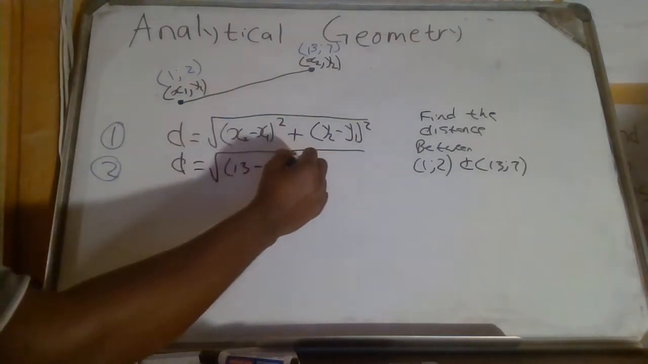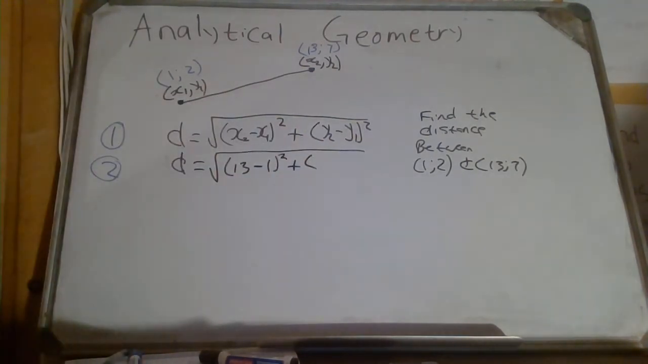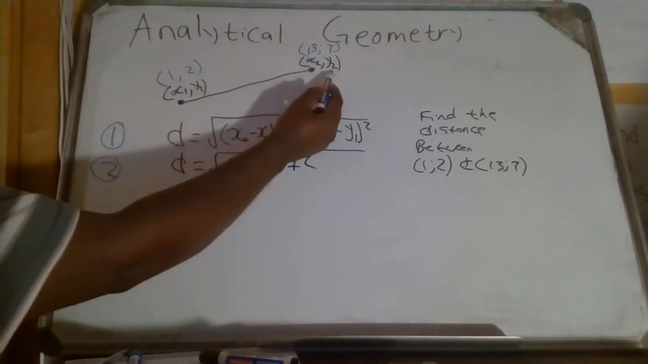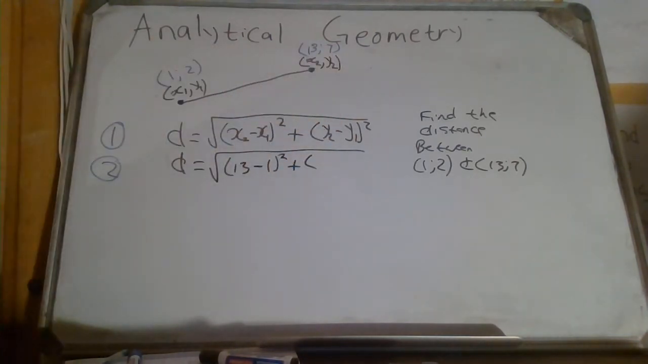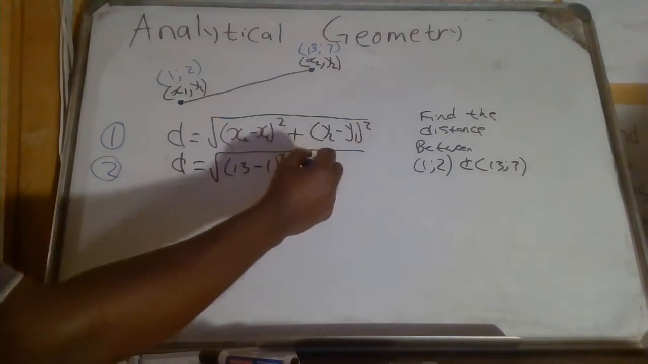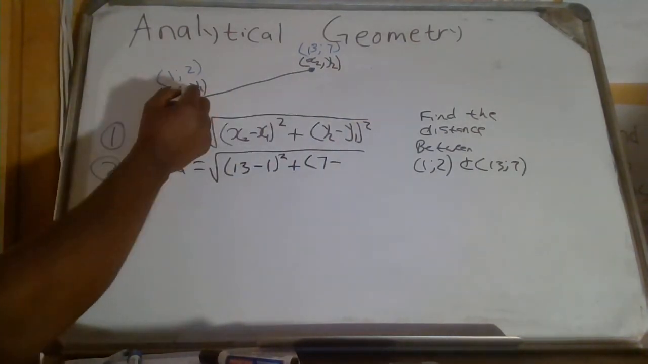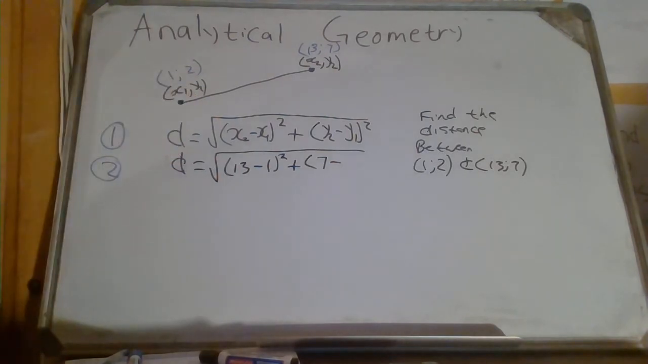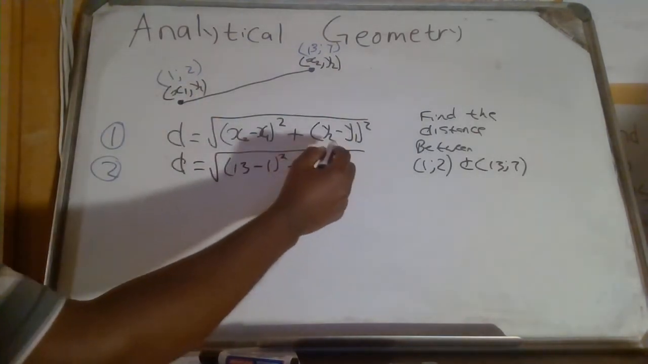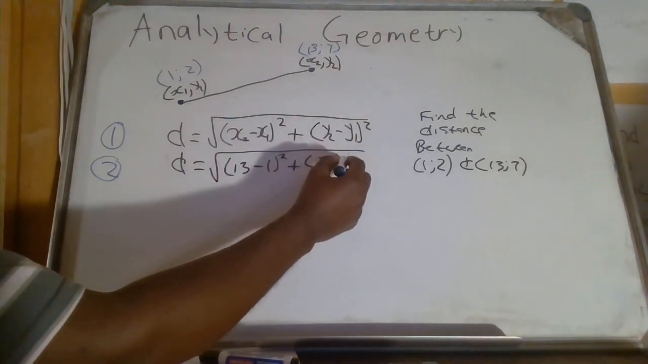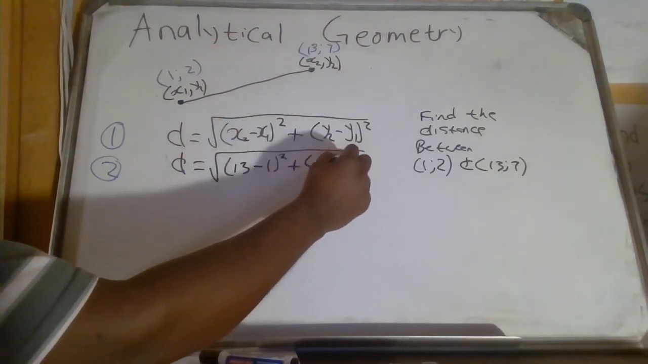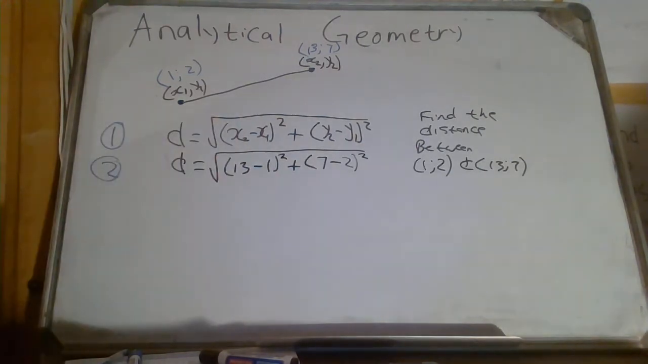And then you're going to say plus, and you open a bracket. And in y2, where is y2? Here is y2. Here's the number that aligns with y2, which is 7. So it's going to be 7. And then minus y1. Where is y1? Here is y1. Here is the number that is aligned with y1. And then what do you get? You get 2. And then all of this thing squared.